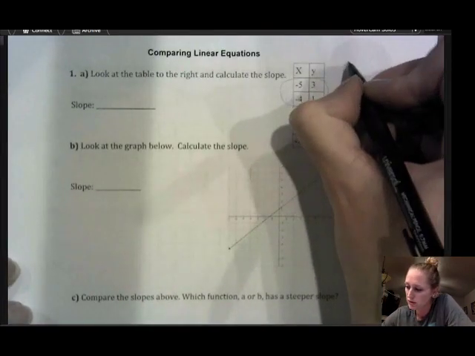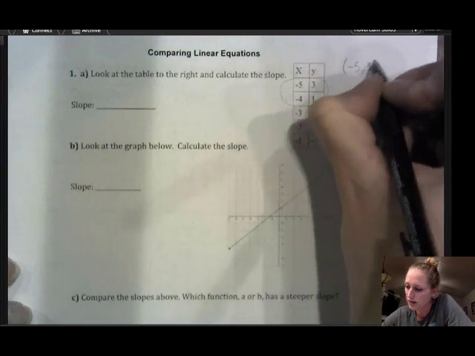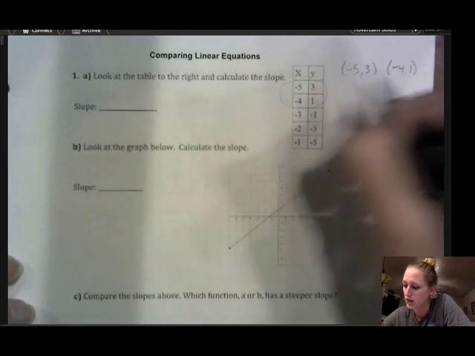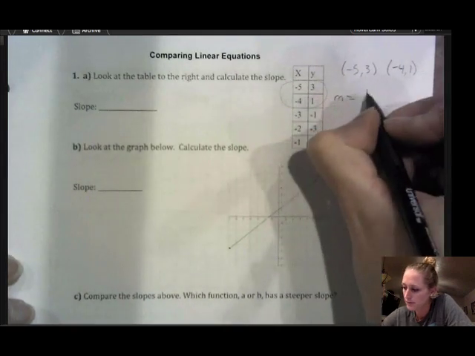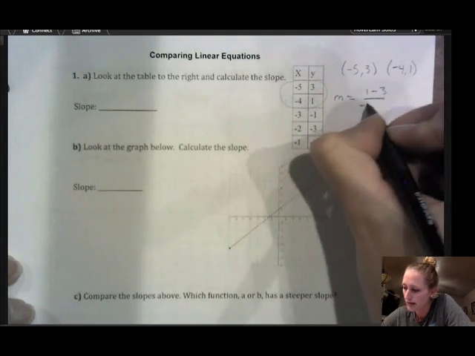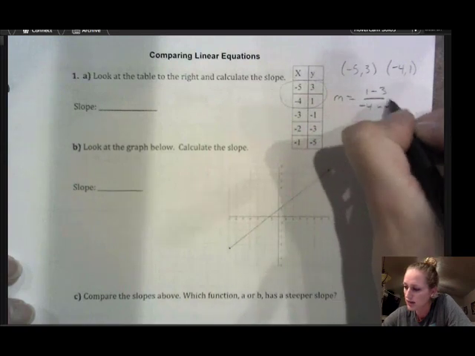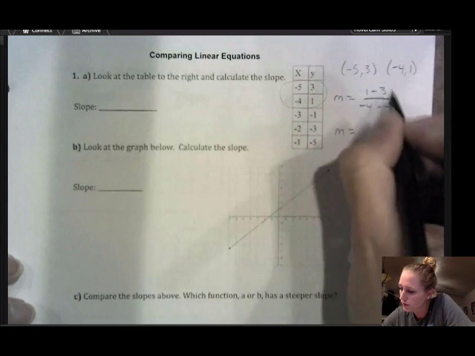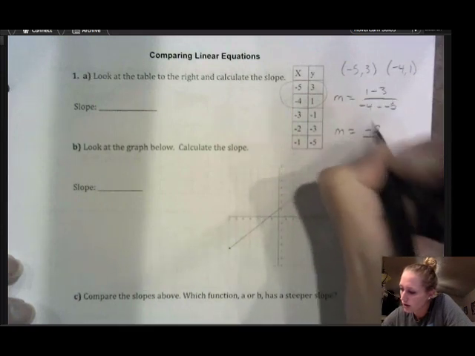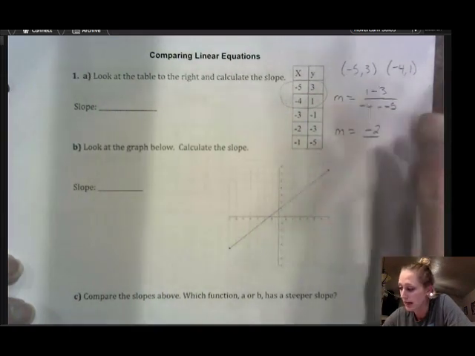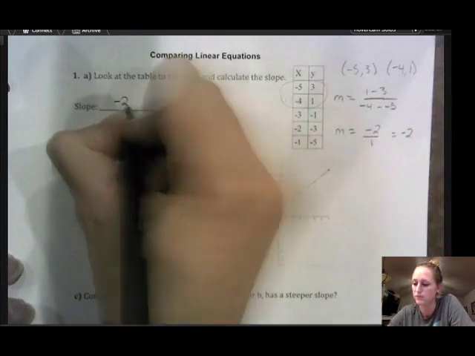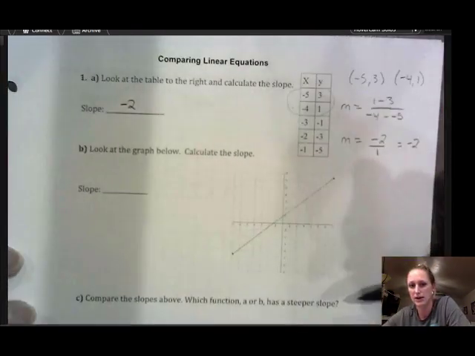So I'm going to use the points -5, 3 and -4, 1, and I'm going to use my slope formula. So m is y minus y over x minus x. Okay, simplify. So m is equal to -2. -4 plus 5 is 1, so my slope there is -2. So it would be slanting downward.